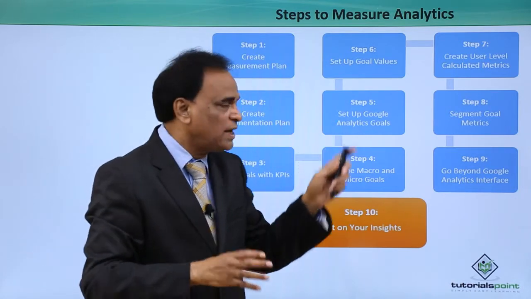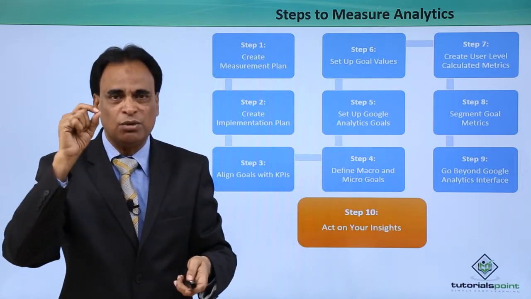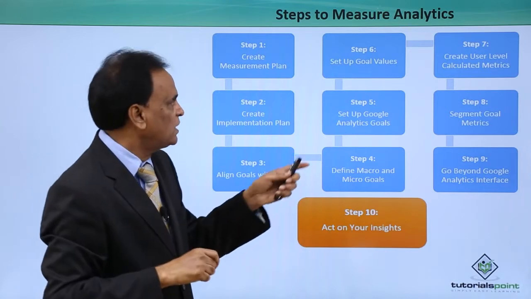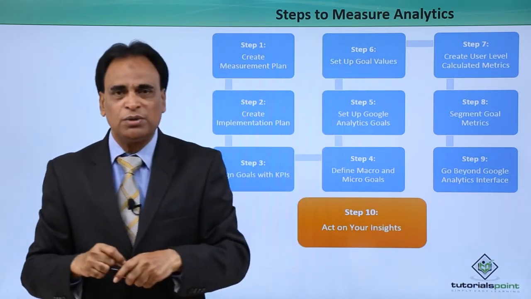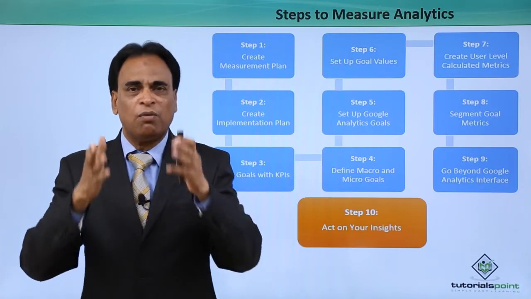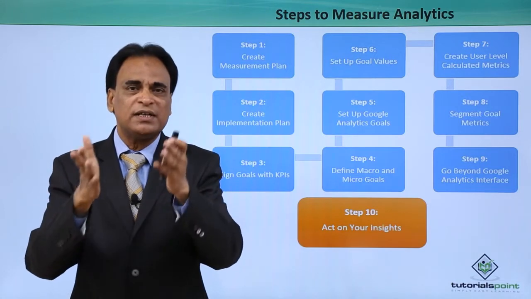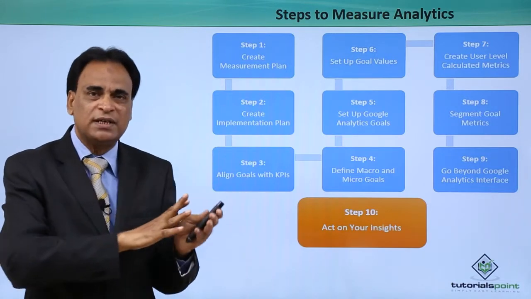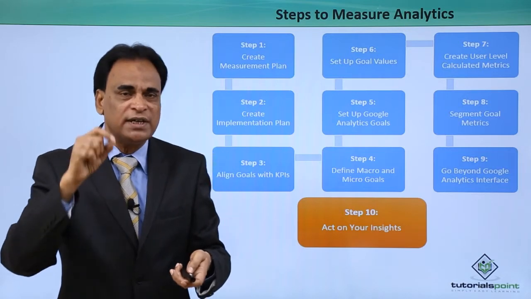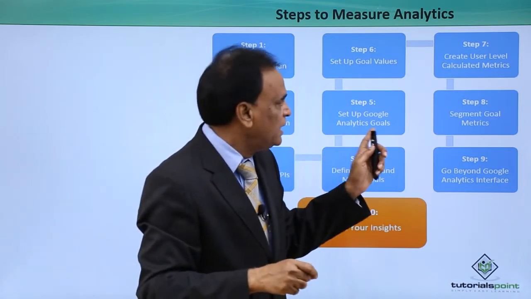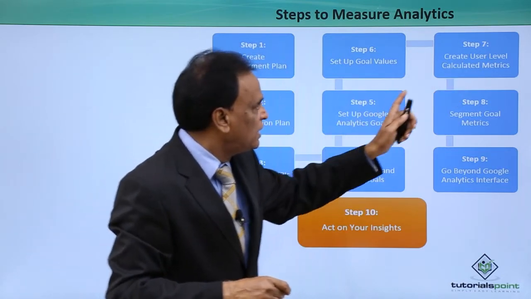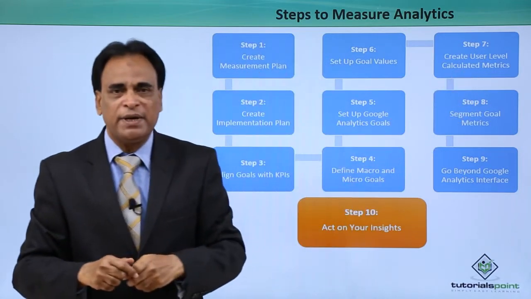And this has to be set up, the Google Analytics goals. What are the goals that are associated with it? Then you go into setting up your goal values. What are the values that are associated with the goals that you have already set up? The goals, the objectives related with your business. Then comes create user level calculated metrics.